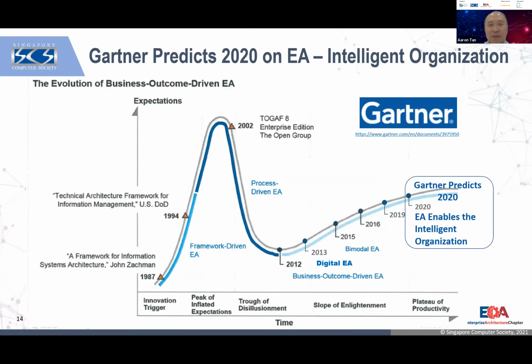Then in 2020, Gartner also made the prediction that EA should turn an organization into an intelligent organization. What do you mean by intelligent? If someone tells me that I'm intelligent, that means that I know many things, right? I can instantly tell you what happened when you ask me a question, and I can also give you a so-called prediction, intelligent information that you never thought you could get. So that's why EA is really enabling the intelligent organization.